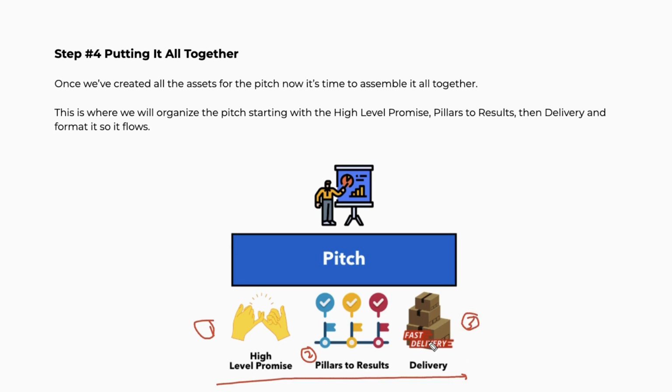Now, when we actually put it together, this is going to be the flow. But when we actually create it, we're going to create this first, we're going to create this second, and then we're going to create the delivery third. All right. I know it's a little bit off. It might be confusing. This is what the natural flow is, and I want to explain that. The high level promise comes first. The pillars to results comes second. And then the delivery comes third. But we are going to create the pillars to results first, because without the pillars, you cannot have the high level promise or the delivery. That is why we create the pillars first.